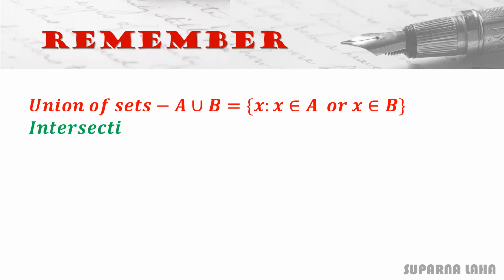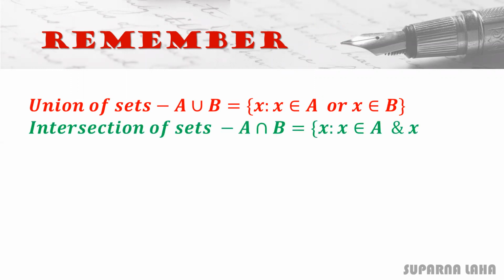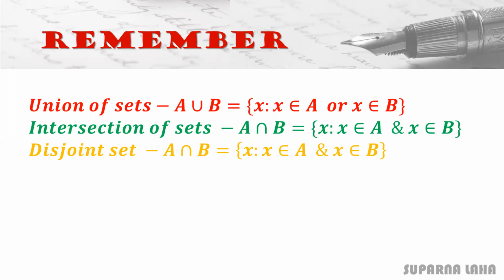Next is intersection of sets, that is A intersection B. X is in A and X is in B, the common elements between A and B. And if A intersection B is phi, that time we will call it a disjoint set.